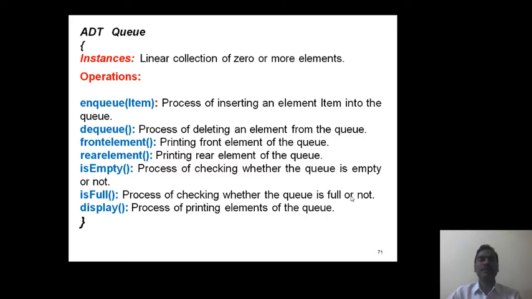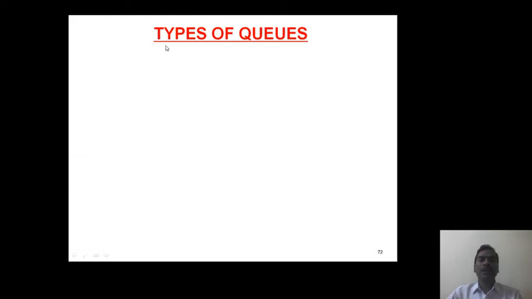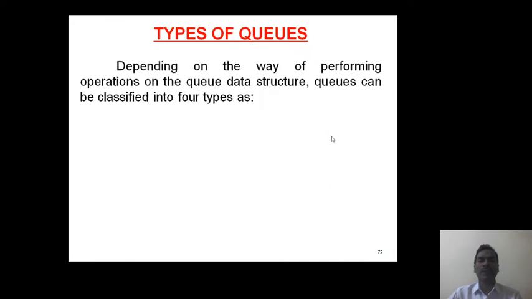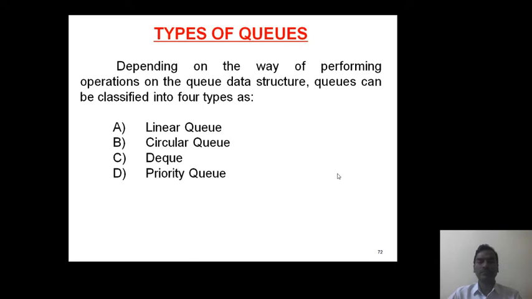Now the concept, types of queues. Based on the way of performing operations on a queue, queues can be classified into 4 types: linear queue, circular queue, deque, and priority queue.